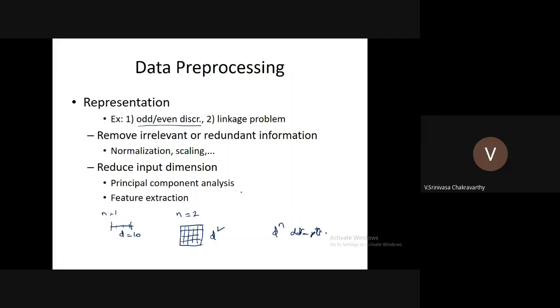So people take a lot of care to reduce the input dimension by some kind of a transformation. One of them is principal component analysis. Other is feature extraction. We'll talk about PCA later, maybe in one of the classes next week.